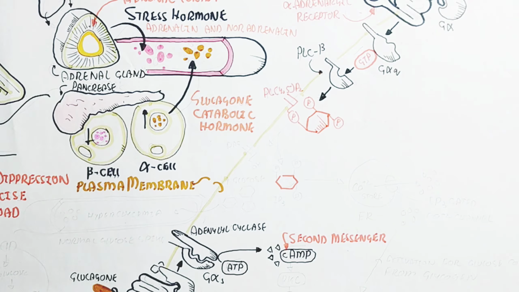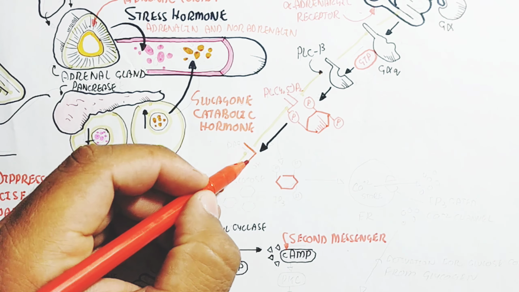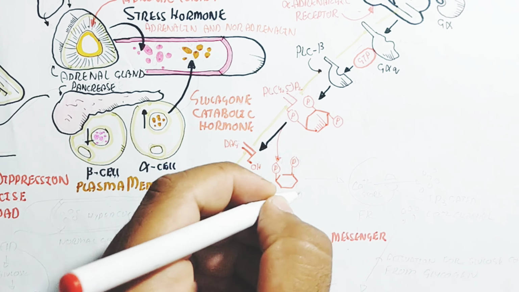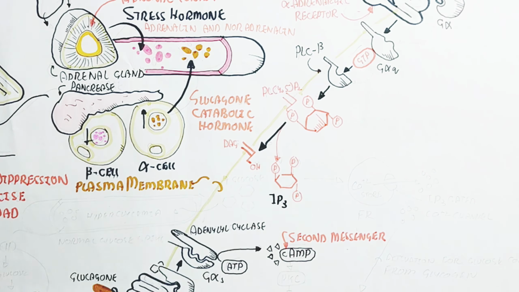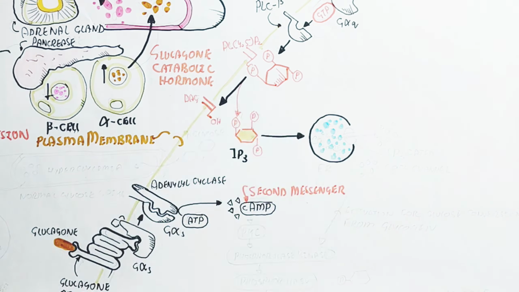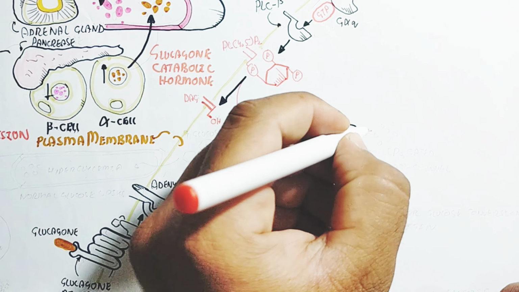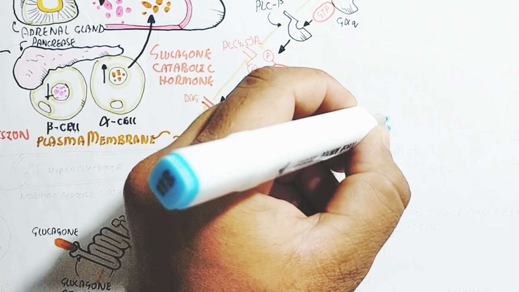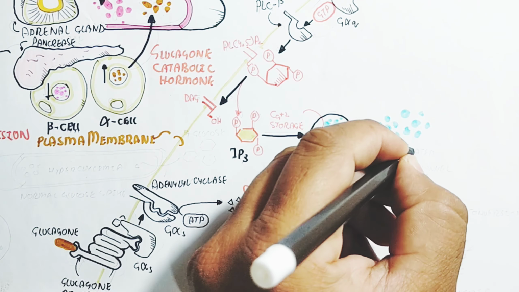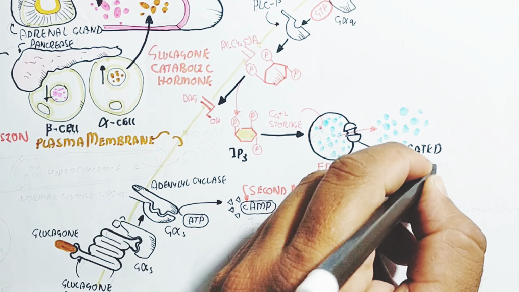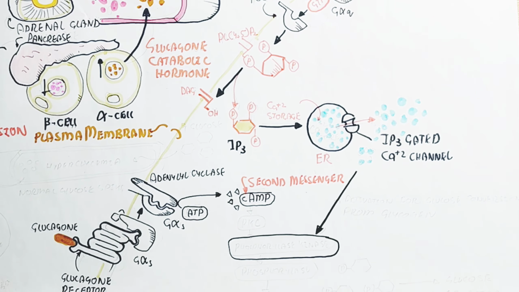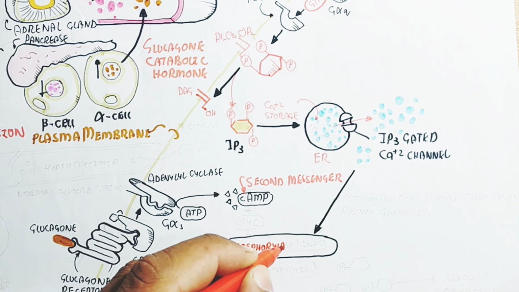On the other hand, the diacylglycerol will separate and remain in the plasma membrane, while the IP3 will separate. This IP3 is the second messenger, which activates the calcium-storing endoplasmic reticulum. The IP3 binds to the IP3-gated calcium channel, so the efflux of calcium from the endoplasmic reticulum will occur. In this way, this is the activation for glucose conversion from glycogen.